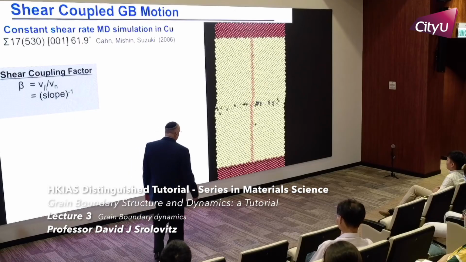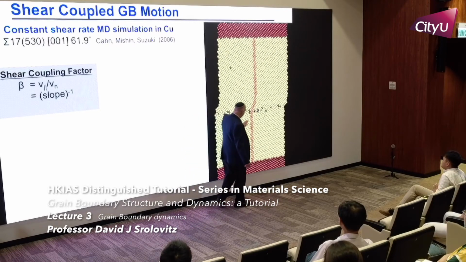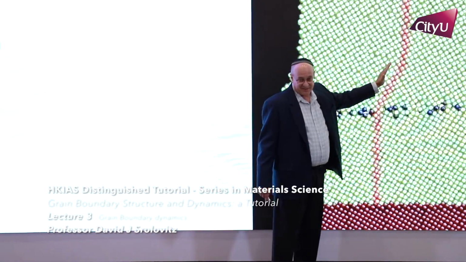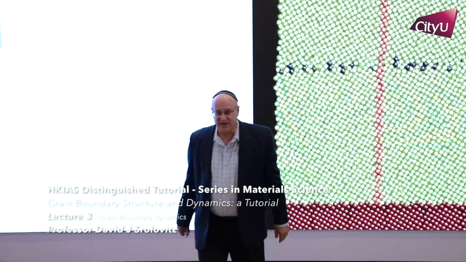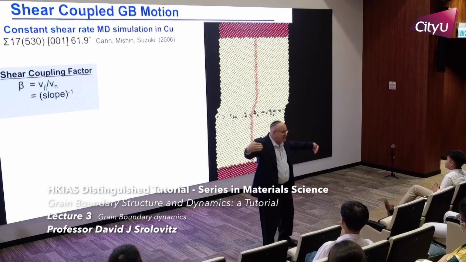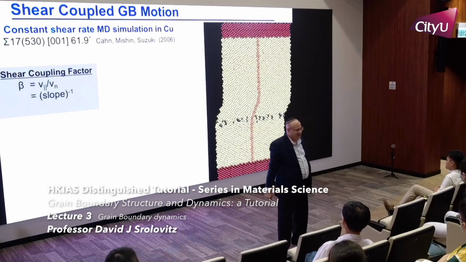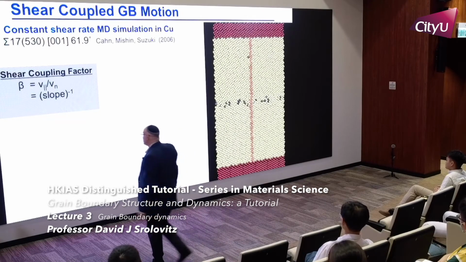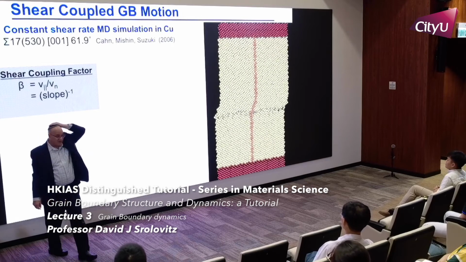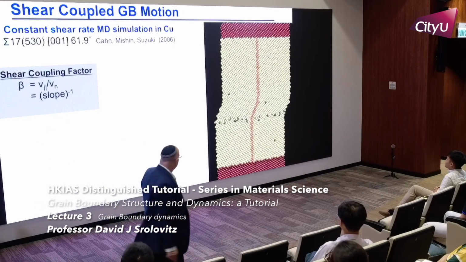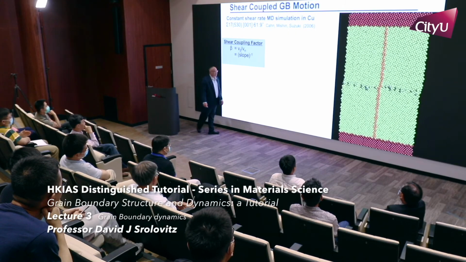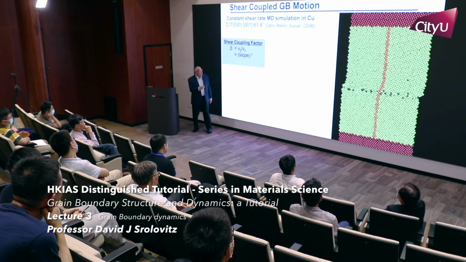And what you end up with, if you look at your scratch, forms a constant slope here. That constant slope is the ratio of how fast it is this way to how fast the two crystals slide relative to each other that way. Which is to say, the slope is just the normal velocity divided by the parallel velocity. And so people talk about the shear coupling factor beta, which is the inverse of that slope.